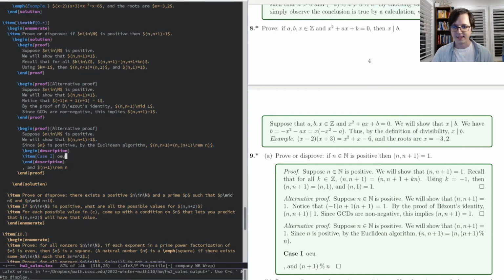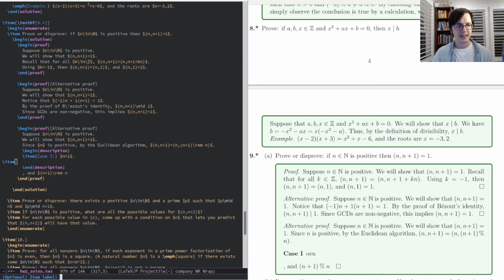Oops, I forgot to close that $ sign. But case 1 is n equals 1. And case 2 is n is greater than 1. So then n plus 1 remainder n is equal to 2 remainder 1, which is 0. So we're not done there.